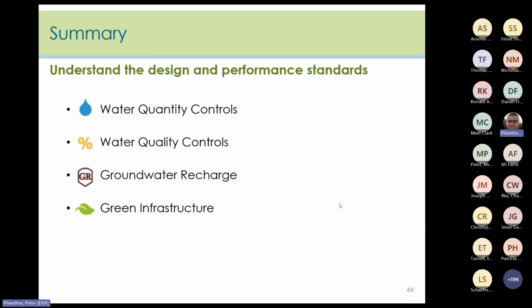Standards such as the three water quantity control options and the new volumetric reduction standard, the water quality requirement to remove 80% of total suspended solids or 95% for discharge into a riparian zone, and also the requirement to remove nutrients to the maximum extent feasible, the 2 groundwater recharge options, and the requirement to meet those 3 standards using green infrastructure.